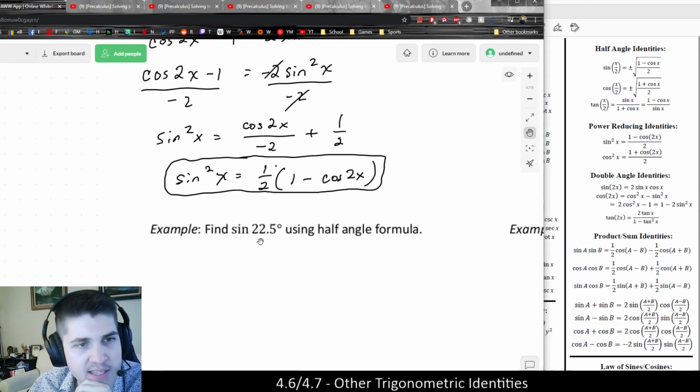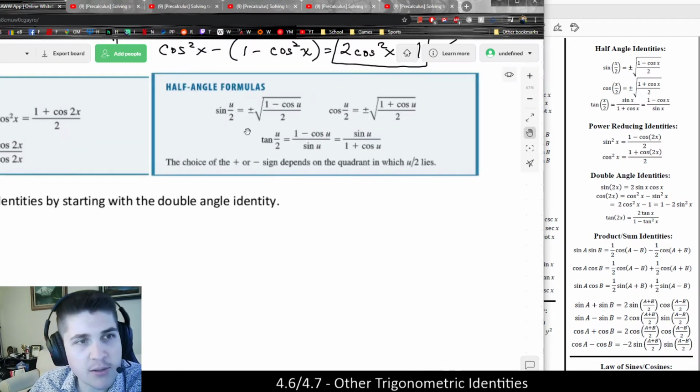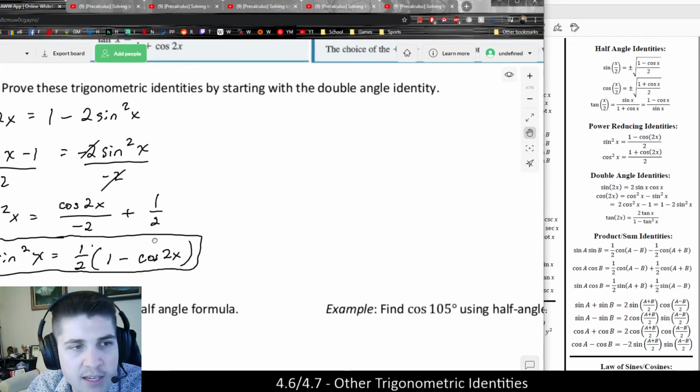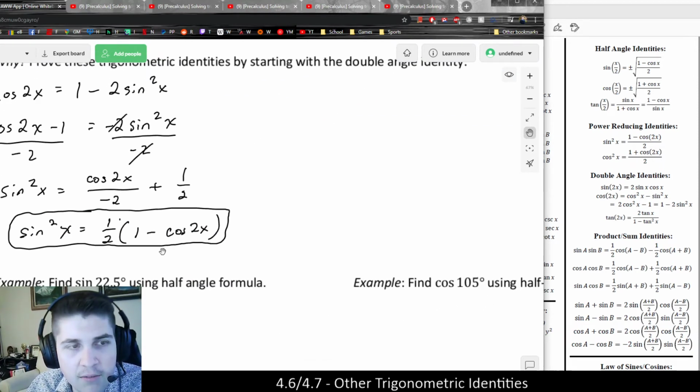How we can use these is, say, for example, we wanted to find the sine of 22.5 degrees. What I could consider is that this is half of 45. That's exactly how we use these identities. What if I wanted to find the sine of half of 45? It would relate to, as the formula says, the square root of 1 minus the cosine of the initial angle, divided by 2. And these are true for exactly the same reason that the double angle identities are true.